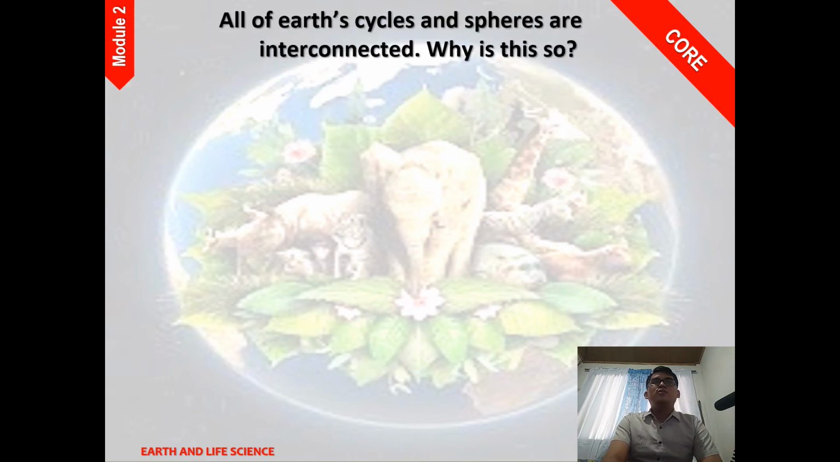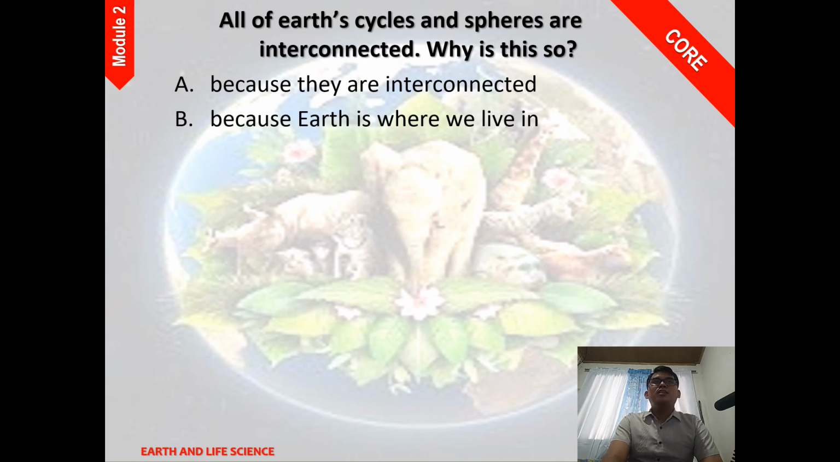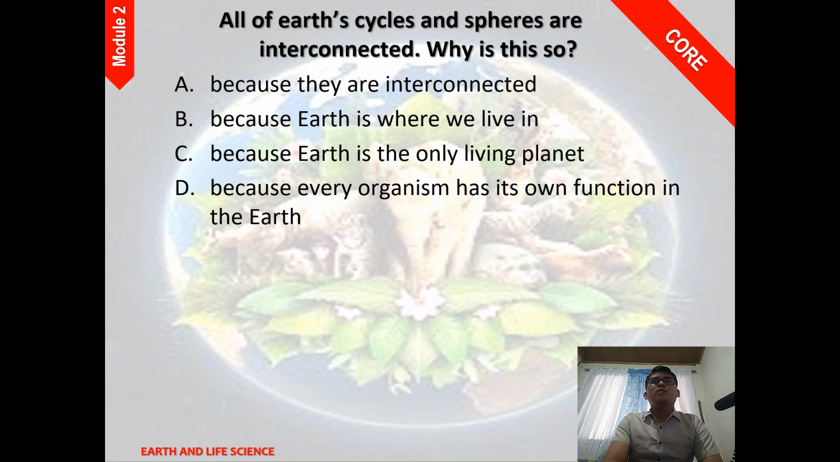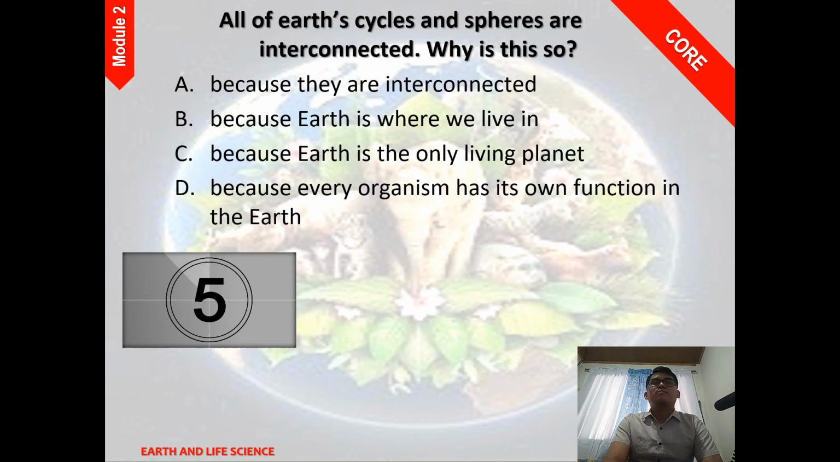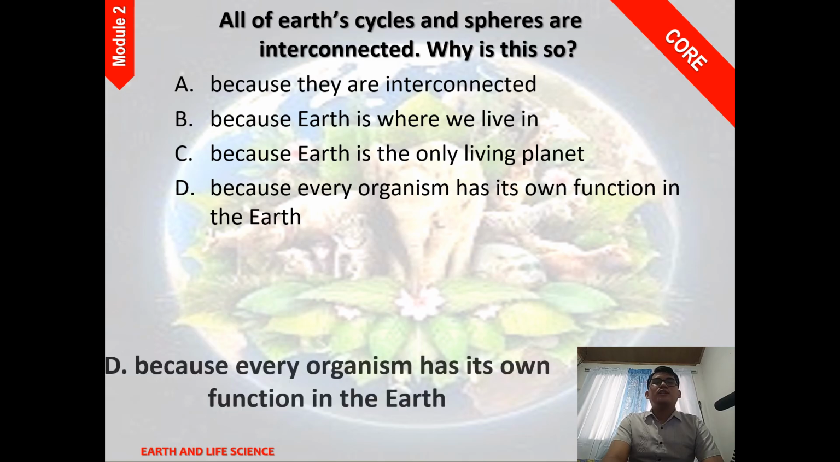Question number 2. All of Earth's cycles and spheres are interconnected. Why is this so? Is it A, because they are interconnected? B, because Earth is where we live in? C, because Earth is the only living planet? Or D, because every organism has its own function in the Earth? The correct answer is letter D, because every organism has its own function in the Earth.